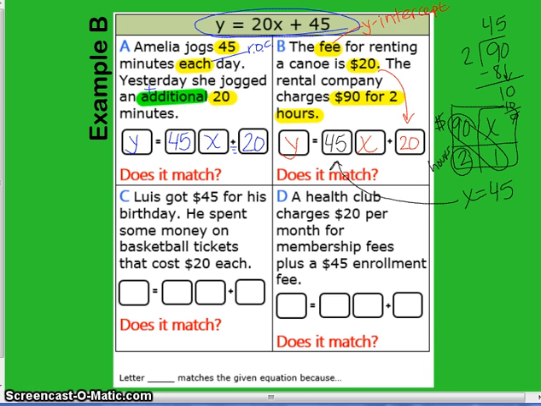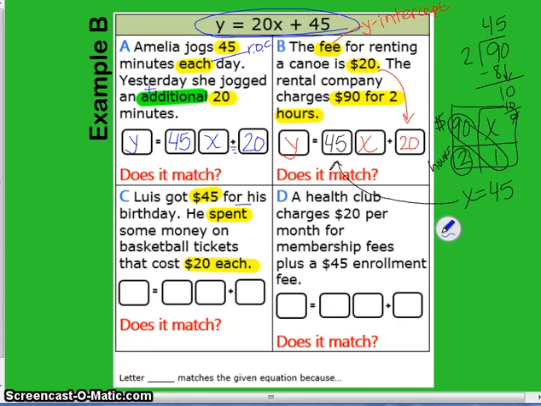So my letter C says Luis got $45 for his birthday. He spent some money on basketball tickets that cost $20 each. So I'm going to highlight the important information. He got $45, but he spent some money on some tickets, and those cost $20 each. That word spent tells me that I'm subtracting because I'm giving somebody else my money. So I write my subtraction symbol right on top.